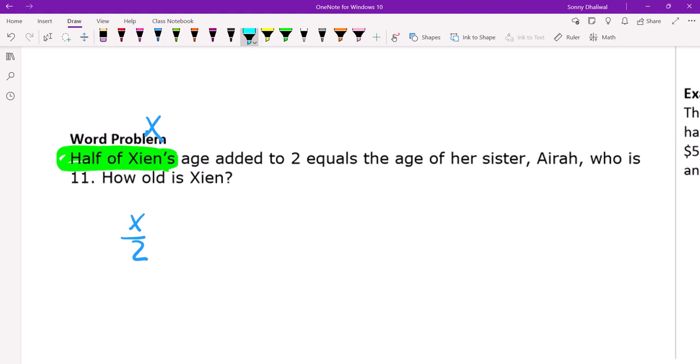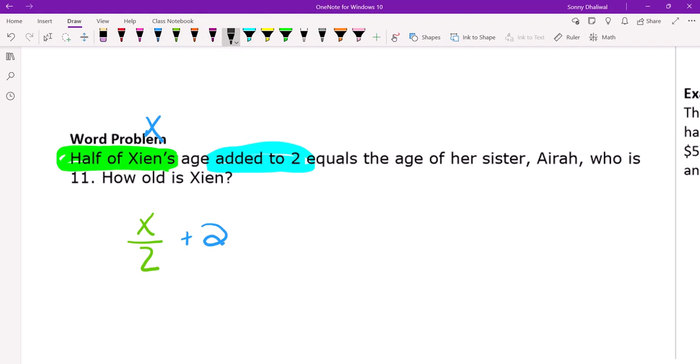Half of Zion's age added to 2. So we have X over 2 added to 2. Now with the next part, we halved the age, then what do we do? Add 2, subtract 2, multiply 2, divide 2? Added translates over easily. Add 2.